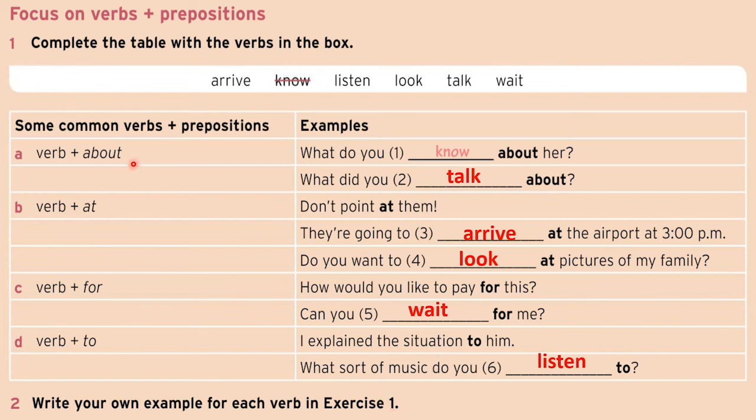Now, in exercise 2, we have: write your own example for each verb in exercise 1. So you're going to write one sentence for each of these verbs. Well, only one. For example, you can choose know about or talk about, and you're going to write one sentence. And then you can write a sentence with arrive at or look at. Only one sentence. And like that with wait for and listen to. Okay? And well, when you finish, guys, that's going to be it for today's class.